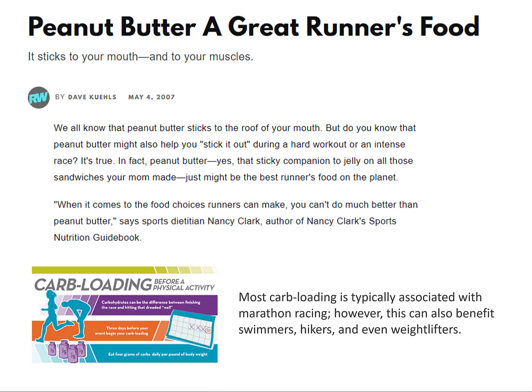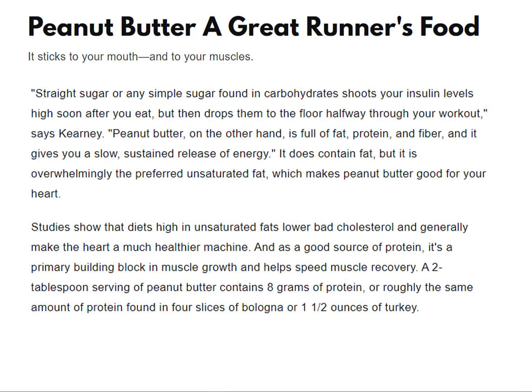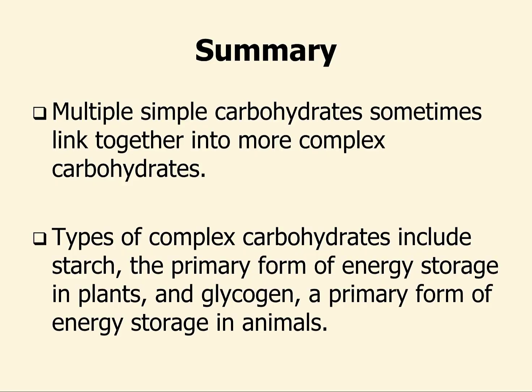The idea is that the carbohydrates and sugars are bound up as a complex type, and the peanut butter has to be broken down, and that's the loading effect. Over time, you'll get the benefit of it, and you can read more about this if you're interested, and most folks are. Multiple simple carbohydrates sometimes link together into more complex carbohydrates. The types of complex carbohydrates include starch, a primary form of energy in plants, and glycogen, a form of energy storage in animals.